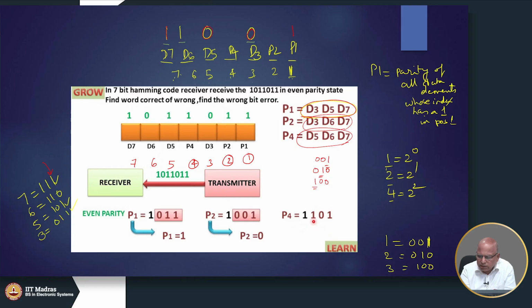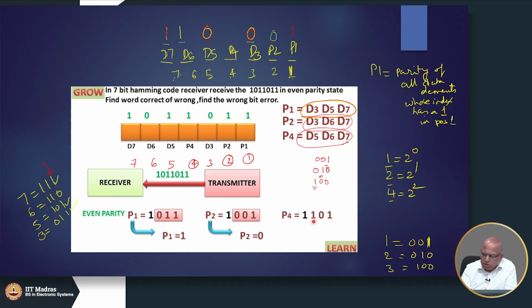D7, D6 and D3. So here also we already have even parity. The green, whatever I underlined with green, so there are 1, 1, 0. So it is already even parity. So we have to put a 0 here.